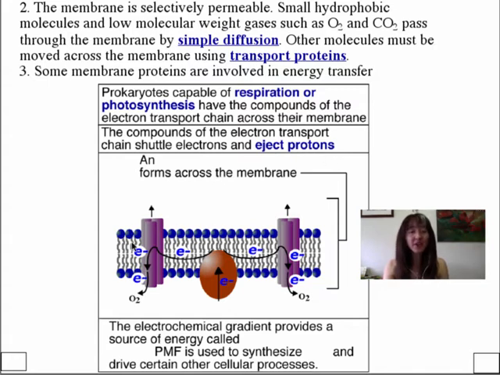So this is actually a picture of the E. coli electron transport chain, where you can see that it's shuttling a bunch of electrons and it's going to pump protons across the membrane. So notice here that a proton gradient begins to be established. This proton gradient is called a PMF.